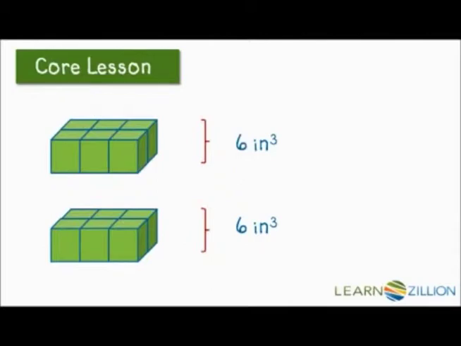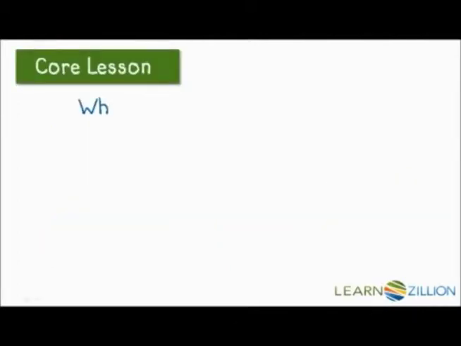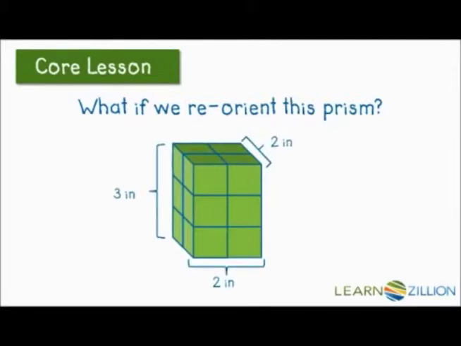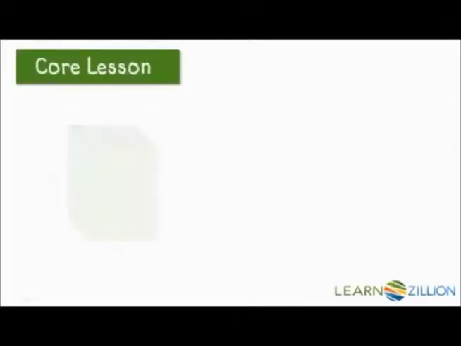So I can say to myself, 6 cubic inches plus 6 cubic inches, well, that will get me a volume of 12 cubic inches. Well, what if I reorient the prism? Let's check and see if this approach where we break the prism into layers still works.